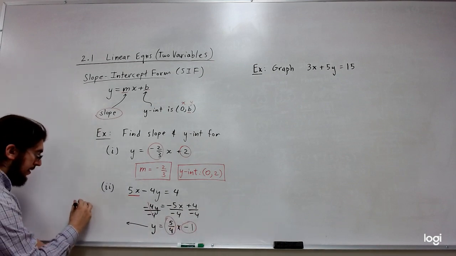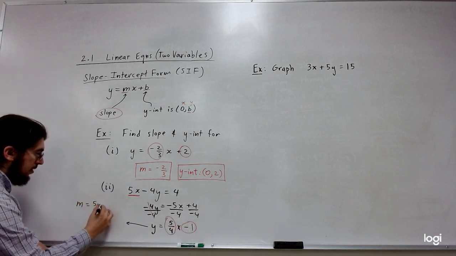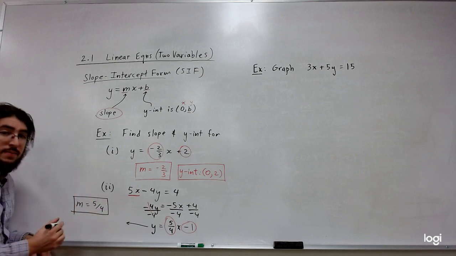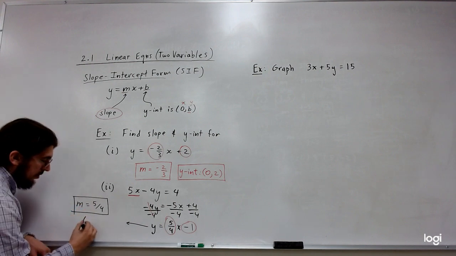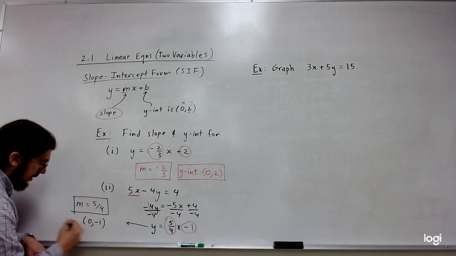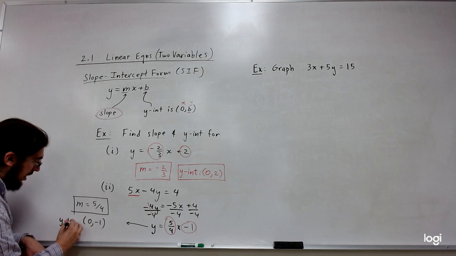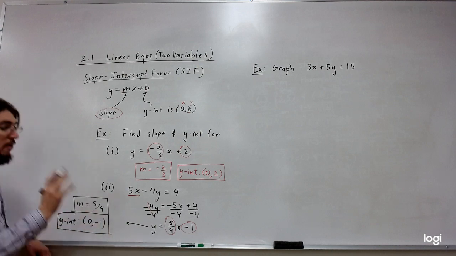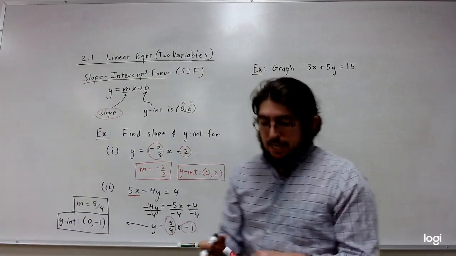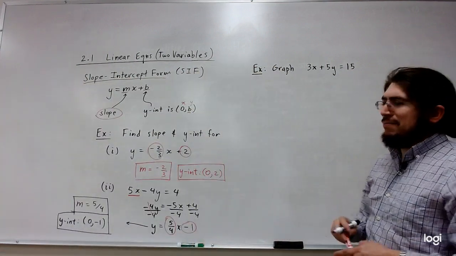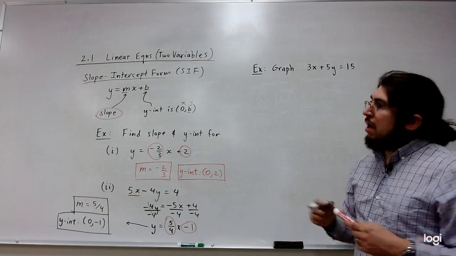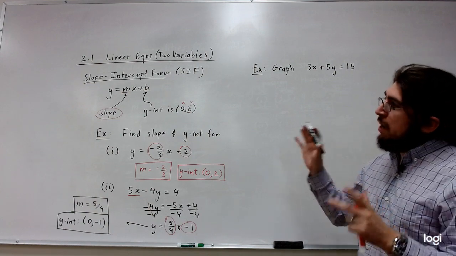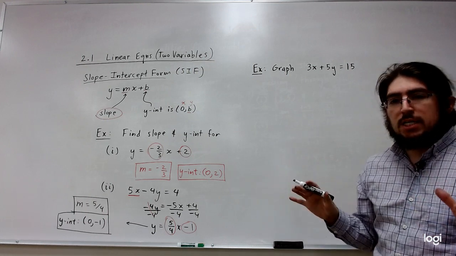So m, the slope, is 5 over 4. Perfect. And what is the y-intercept now? The y-intercept now is the point 0, negative 1. And let me just label that as y-intercept. And box that. Perfect. Now on to the next example, and this is by far the best and basically only use of slope-intercept form that we're going to see, graphing. The reason why you want to write something in slope-intercept form is to graph.